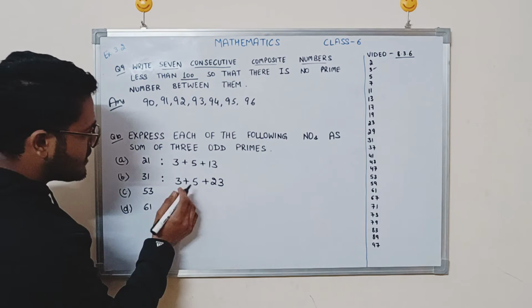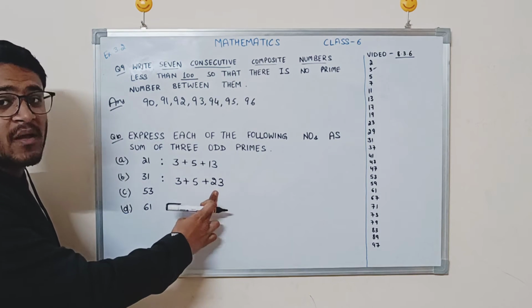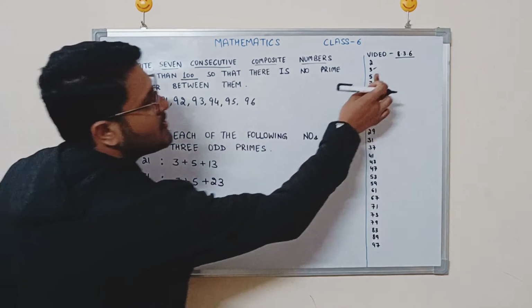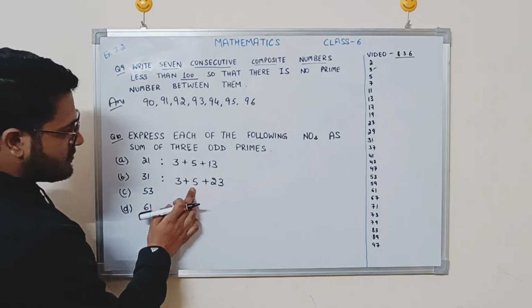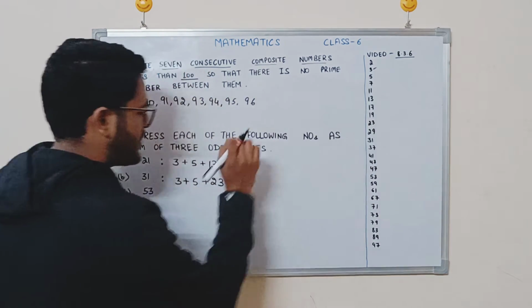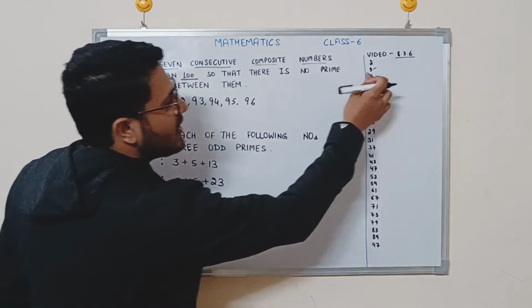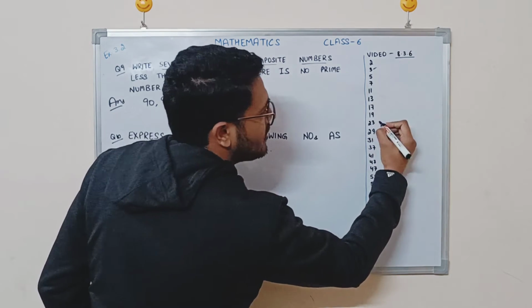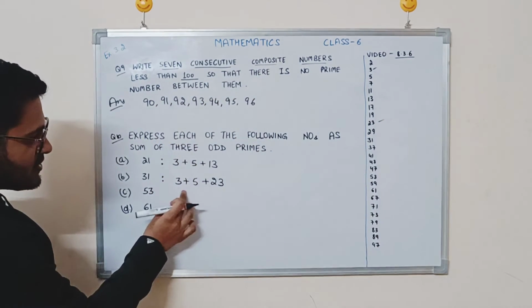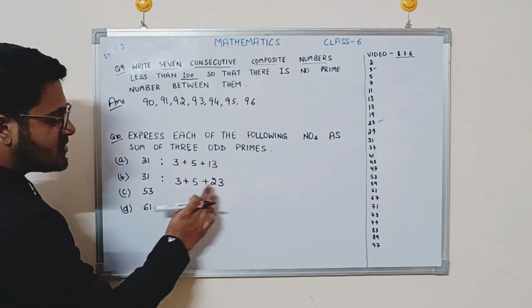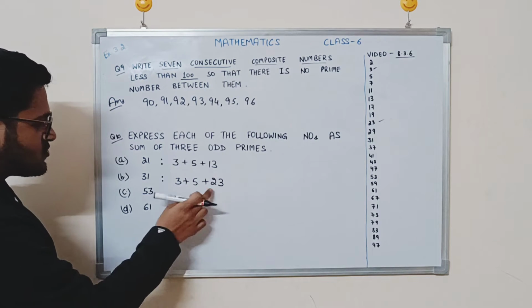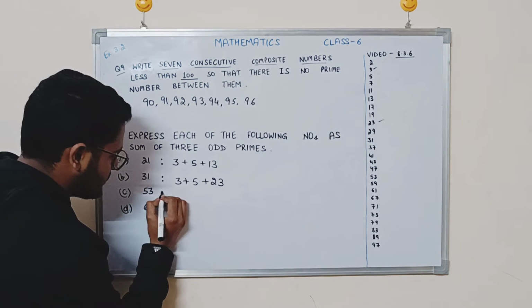Okay. Now let's check whether 3, 5 and 23 are odd primes or not. 3 is an odd prime. 5 is an odd prime, right? And 23. Do we have 23? Yes, we have 23 as well. So all these are odd numbers and all these are prime numbers, right? So we are done with this also.